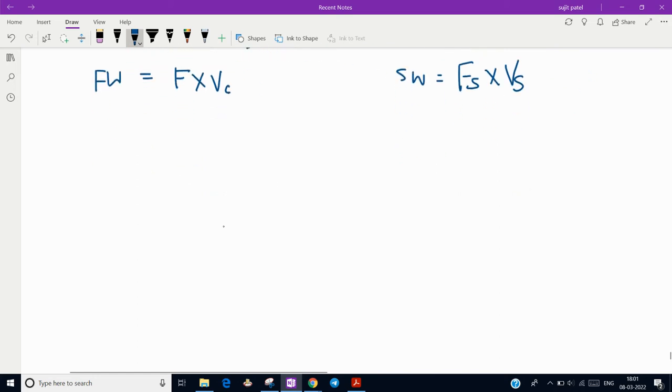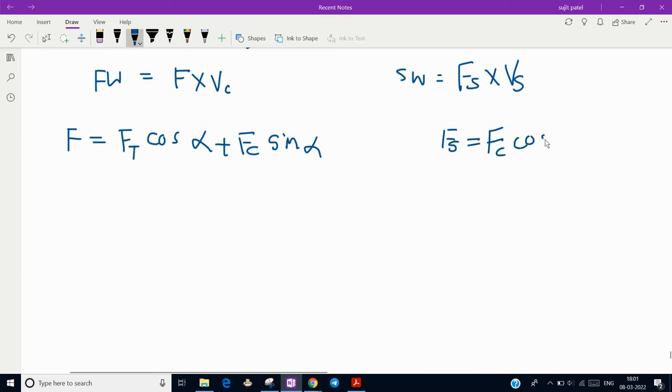So what equations do we have? We have a cutting force and thrust force. The friction force using Merchant theory we can find, that is Ft cos alpha plus Fc sin alpha. The second equation, for shear force, is Fc cos phi minus Ft sin phi.